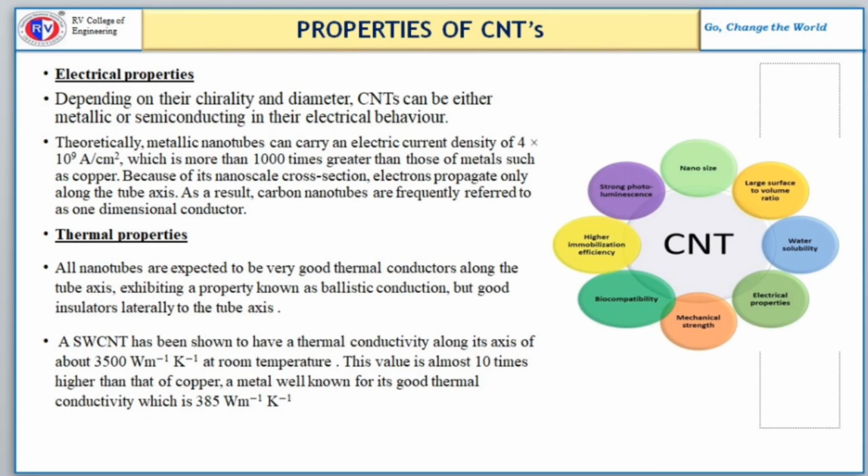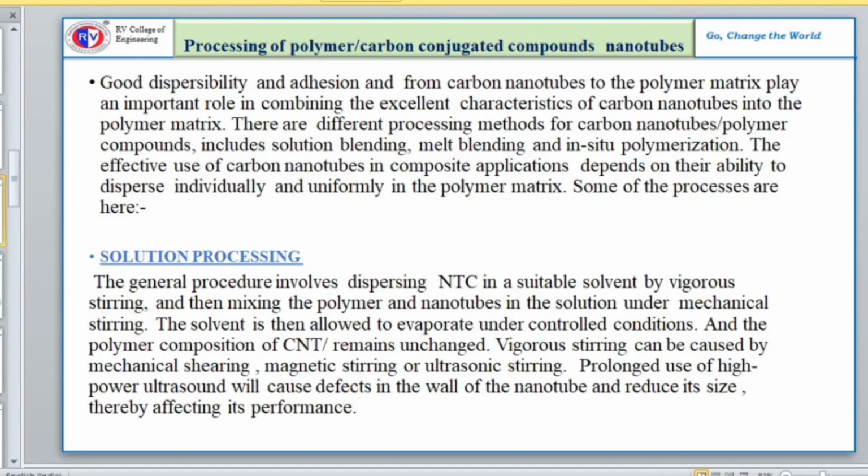Now over to Mohit. This is Mohit. I am going to explain the process of polymer carbon nanotube composites. The polymer matrix plays an important role in combining the excellent characteristics of carbon nanotubes into the polymer matrix. There are different processing methods for carbon nanotube polymer composites, which include solution blending, melt blending, and in-situ polymerization, and many more. Let us discuss some of the processes.